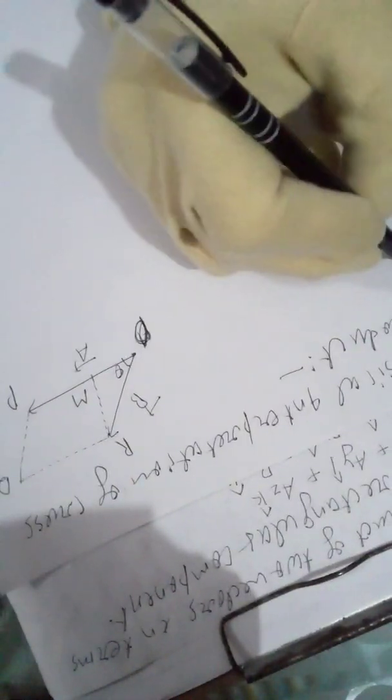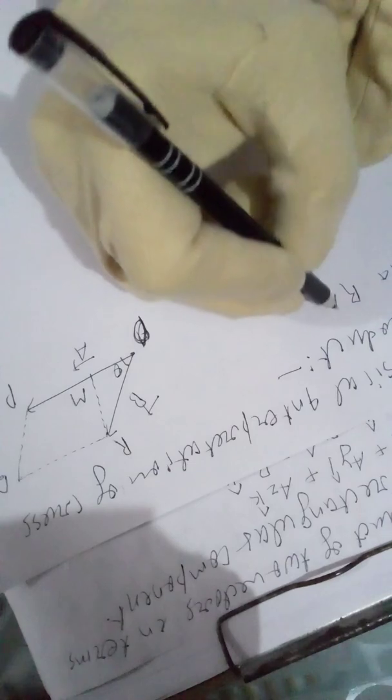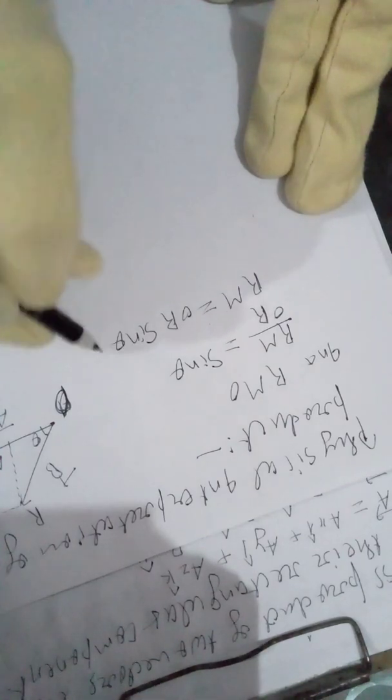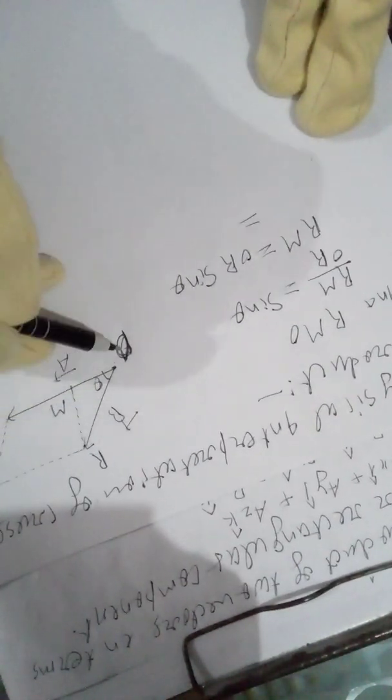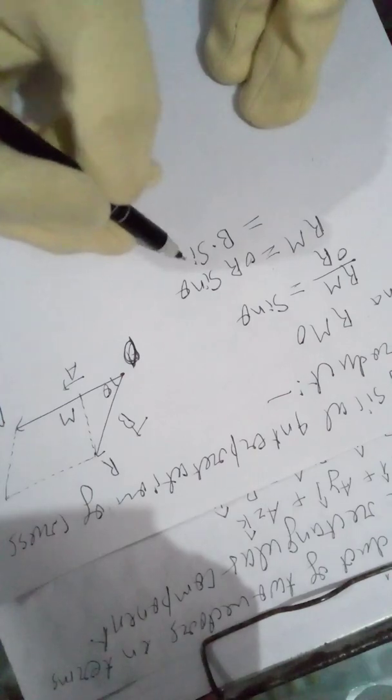In right triangle RMO, RM upon OR is equal to sin theta. So RM is equal to OR sin theta. OR is the length of the arrow of vector B, and the length of the arrow of a vector gives the magnitude of the vector. So OR is the magnitude of vector B. So right here, B sin theta. So this is your RM.